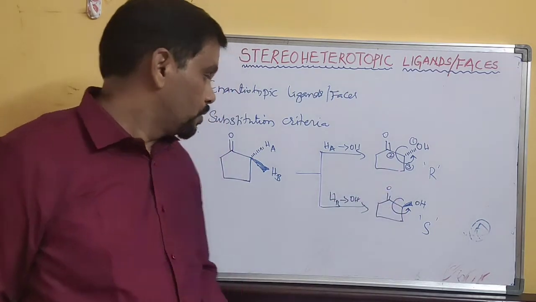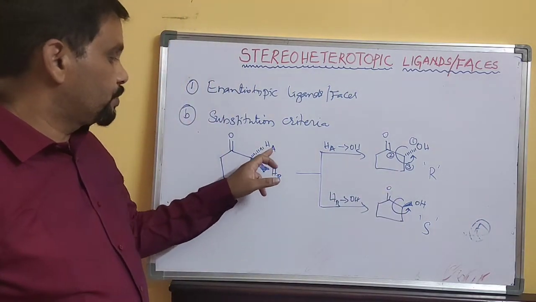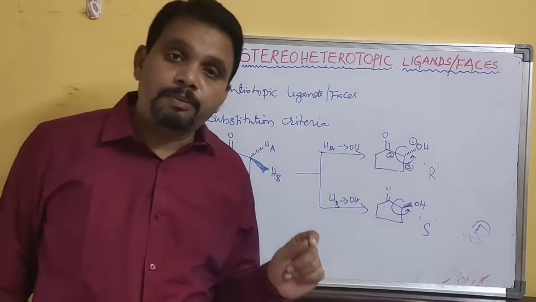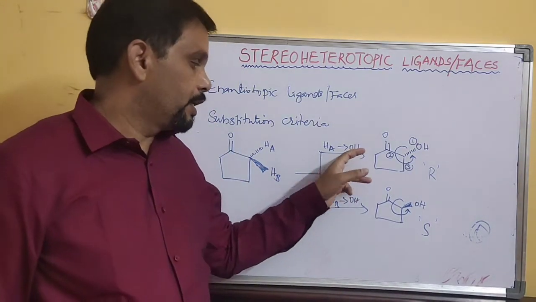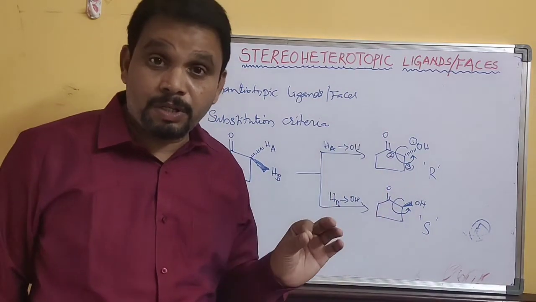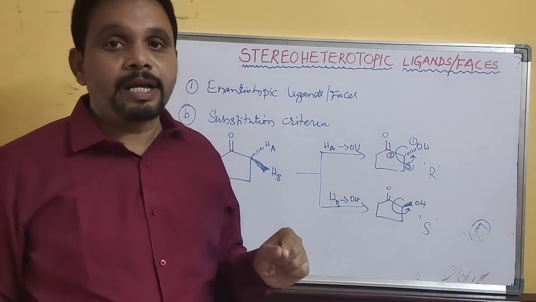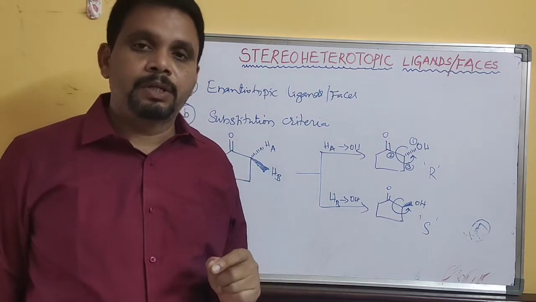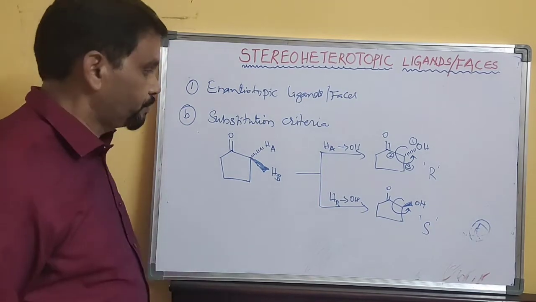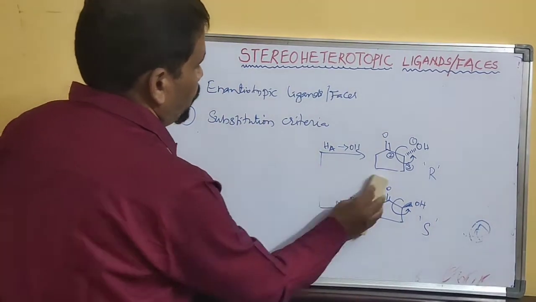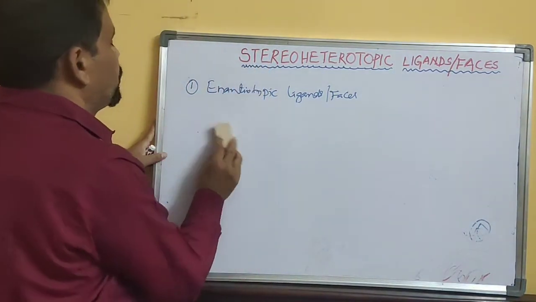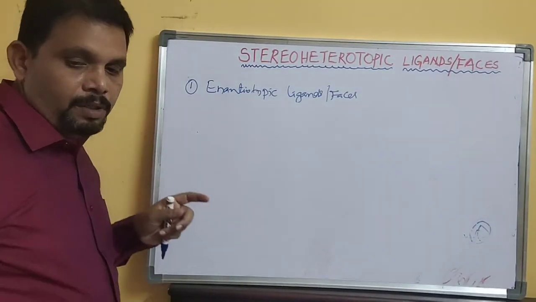So these two atoms or groups or ligands, when hypothetically substituted with new atoms or groups, if they produce enantiomers, they can be considered as enantiotopic ligands. So this is about the substitution criteria.